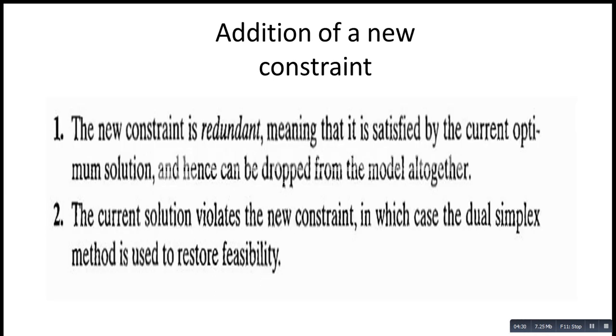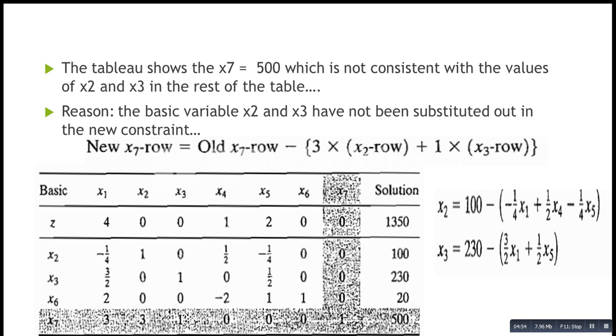Thus, there may be two conditions which would happen after addition of a new constraint in the tableau. The new constraint is redundant, meaning that it is satisfied by the current optimum solution and hence can be dropped from the model altogether. Or the current solution violates the new constraint, in which case the dual simplex method is used to restore feasibility. In our problem, the x7 equals 500 is not consistent with the values of x2 and x3 in the rest of the table. Thus, we need to solve the problem using dual simplex.